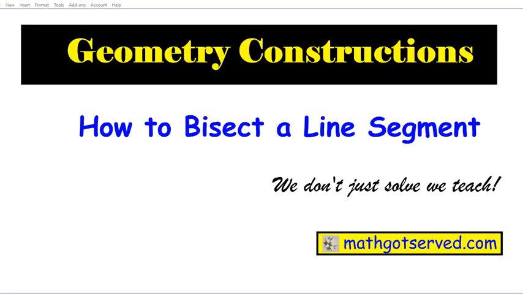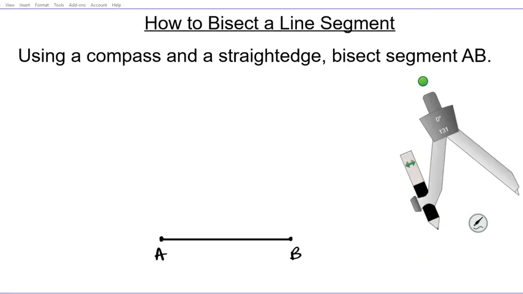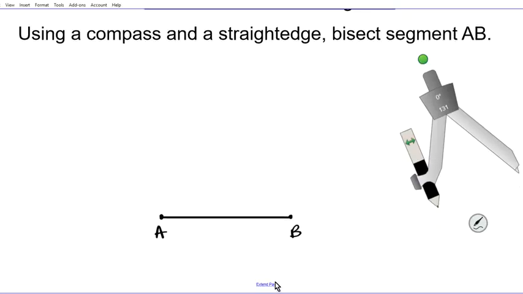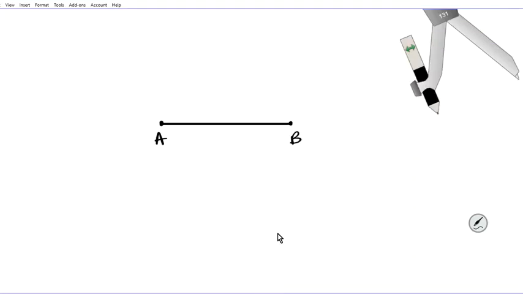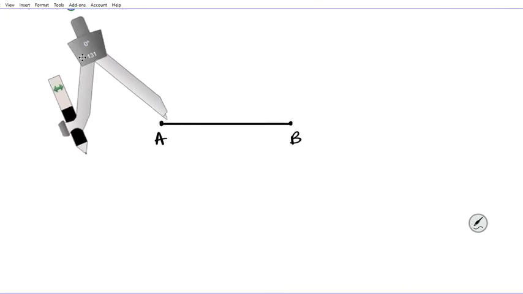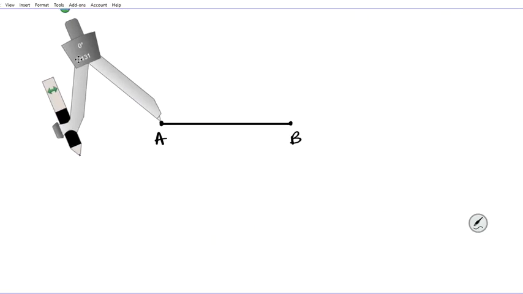In this clip, we're going to be going over our geometric constructions on how to bisect a line segment. The instructions are: using a compass and a straight edge, bisect segment AB. So let's say we have this segment AB here, and we're to use a compass and a straight edge to bisect it. First things first, we're going to take our compass and place the spike on point A to begin with.